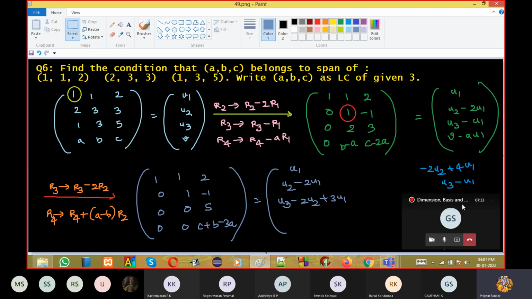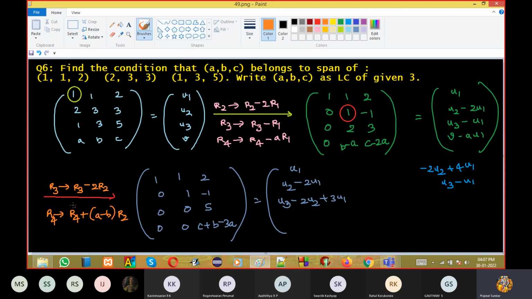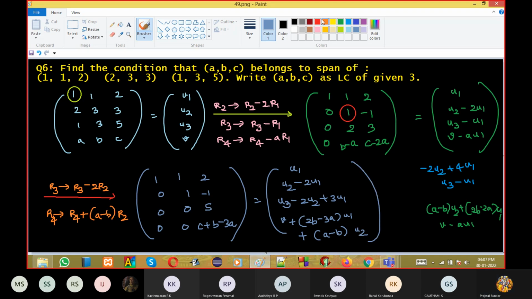Similarly, I'm keeping row 4 constant and multiplying row 2 by a minus b. I'm writing (a minus b) into U2 plus (2b minus 2a) into U1. Now I add both of these and write it here. I'll get B minus aU1 plus (2b minus 3a) into U1 plus (a minus b) into U2. Is this clear?